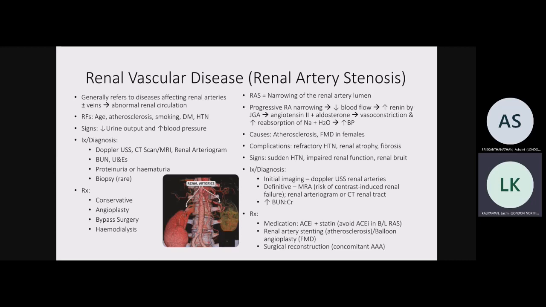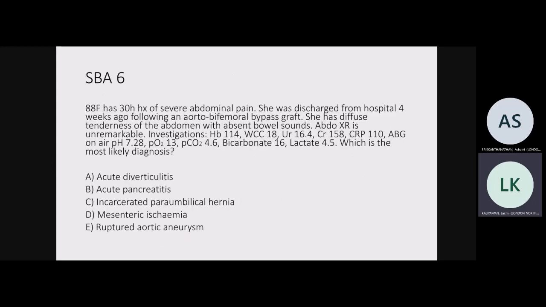Right, next question. So an 88-year-old female has some abdo pain, discharged 4 weeks ago after having an aortobifemoral bypass graft. She's got diffuse tenderness on her abdomen and absent bowel sounds. X-rays unremarkable, Hb is fine, white cell count is raised, urea is raised, creatinine is raised, CRP is also raised, and her ABG shows that she's acidemic.